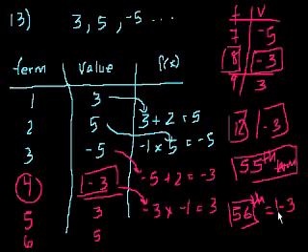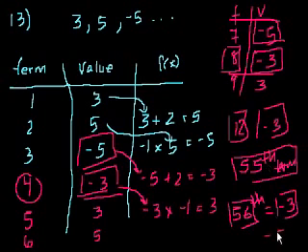The 56th term is -3, right? Because it's a multiple of 4. If the 56th term is -3, what is the 55th term? Well, the term before the -3 term is always the -5 term, right? Up here, -3, it's always -5. So the answer is -5 is the 55th term, and that is choice A.